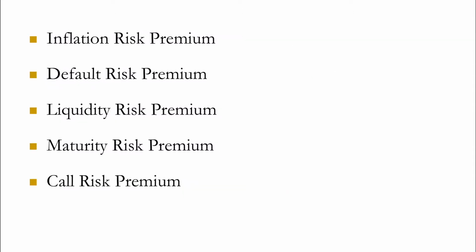So the remaining 5 components of your yield are called risk premiums, and they are the extra returns required to compensate investors for additional risk. There are 5 main risk premiums, and as I mentioned, they are the inflation, default, liquidity, maturity, and call risk premiums. What we'll do now is go into detail on each one of these premiums.